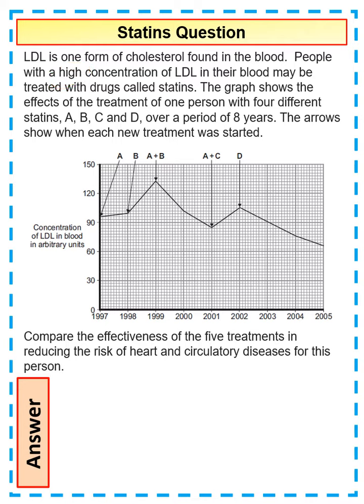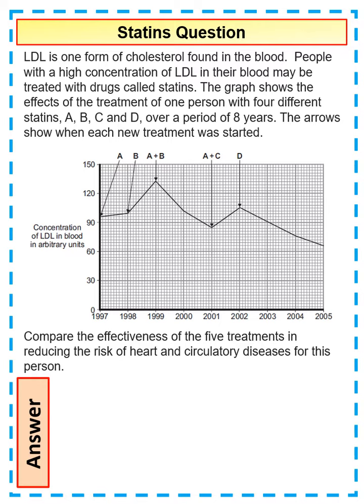So the graph below shows the effects of different treatments over an 8-year period. The arrows show when the treatments were started. So we can see that they started A there, they started treatment B there, they used A plus B there, A plus C there, and they used D there. Everything that we talk about in this question needs to relate back to that graph.